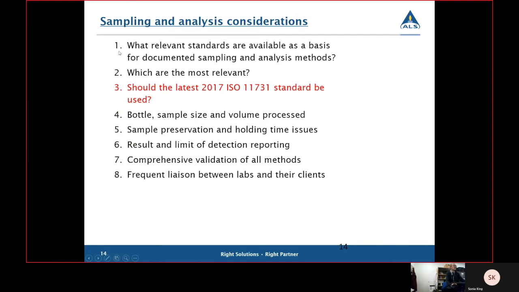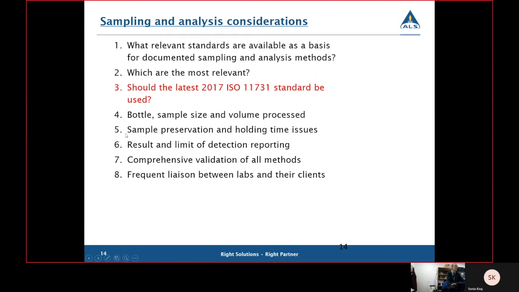Sampling and analysis considerations. Right, what relevant standards are available as a basis for documented sampling and analysis methods? The answer to that is a lot. Which are the most relevant? Should the latest 2017 ISO 11731 standard be used? We'll come to that in a minute. The bottle size, sample size and volume processed.